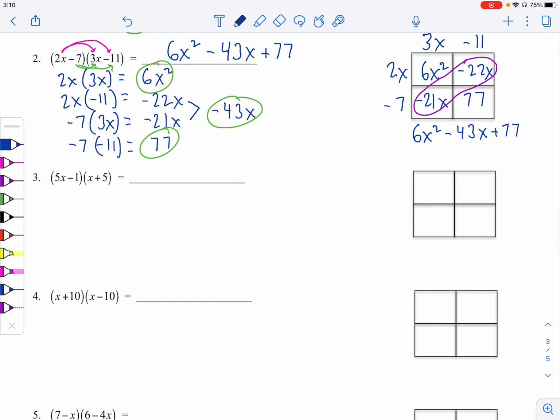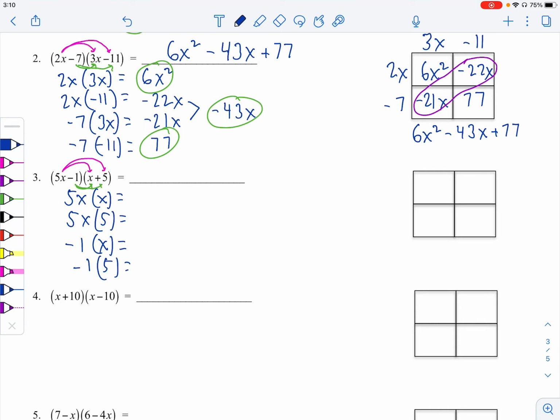Okay, so let's do the next one. Okay, 5x first, right? Distribute, so you get 5x parentheses x. Outer, 5x and 5. We do inner, negative 1, right? Remember our sign is negative, so negative 1 and x. And then negative 1 and positive 5 for our last. Right? First, outer, inner, last, FOIL.